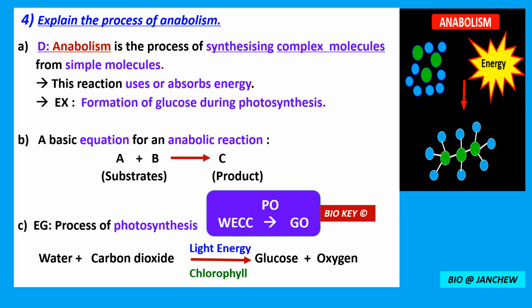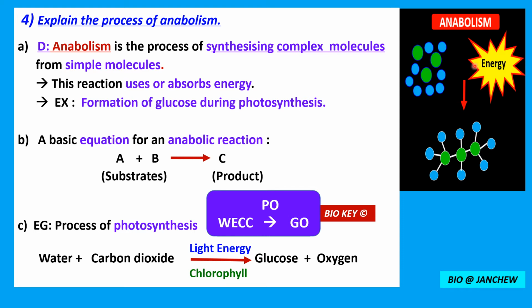So in contrast, let us look at anabolism. Now explain the process of anabolism. Anabolism is defined as the process of synthesizing complex molecules from simple molecules. Let's look at this example here. Here we have a lot of simple molecules or atoms, and when we combine them together so that they form bonds amongst each other, then a complex molecule has been synthesized, right?